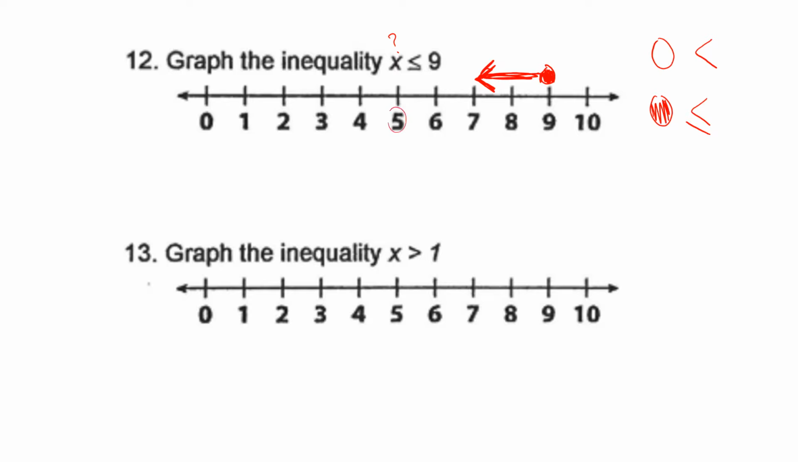See, 5's right here. Okay, graphing the inequality x is greater than 1. Well, I have to have an open circle. And we're looking, think about a number that fits in here, like 7. 7 fits in here because 7 is greater than 1. And 7 is right over here. So I'm going to put that arrow in that direction. And that's it.